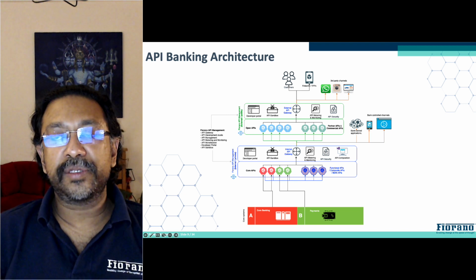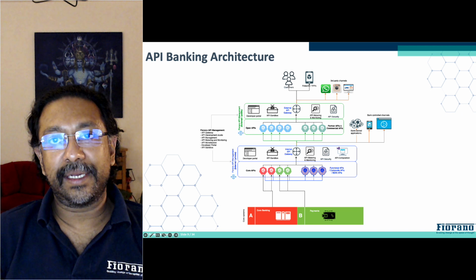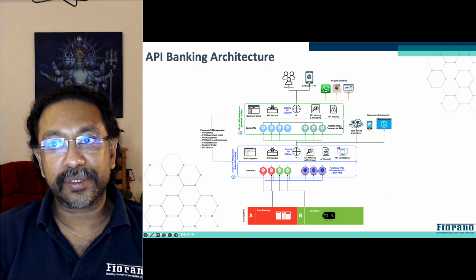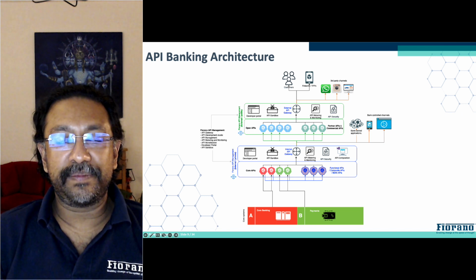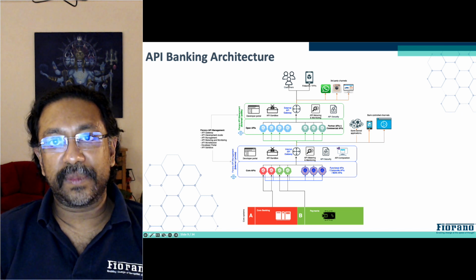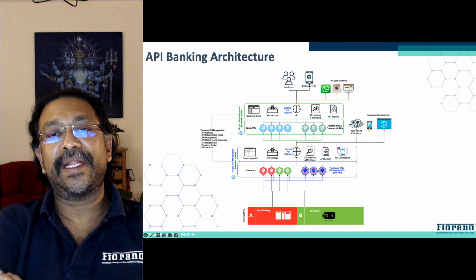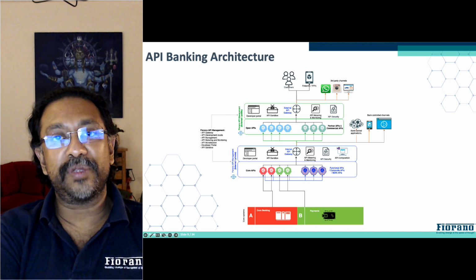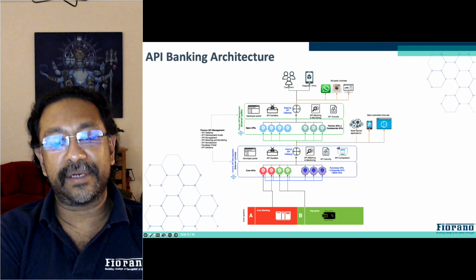So what we've got on the screen is a typical API architecture diagram that's relevant in banking and other scenarios. As you can see, there are two layers of APIs. This is very important because to do this properly, there's a couple of very critical considerations.